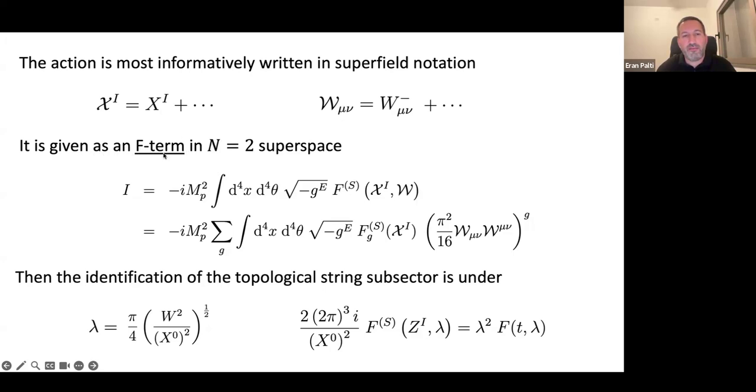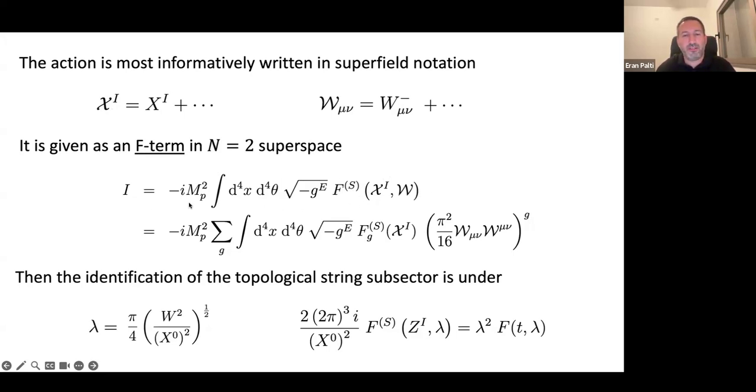It's given by an F term in N equals 2 superspace. So it's written as a d^4 theta. Remember now this is N equals 2, so there are 8 supercharges. So this is an integral over half of superspace. And then there is an F term, so some holomorphic function of these chiral superfields. And this function is called the prepotential. And I put an S on it to remind us that this is the supergravity prepotential.